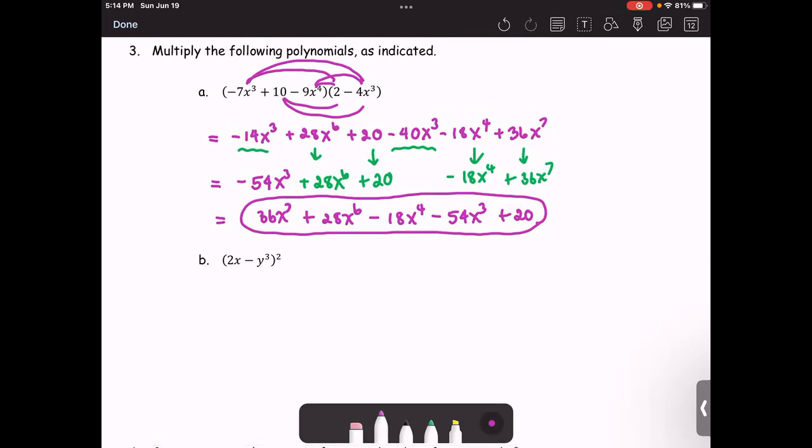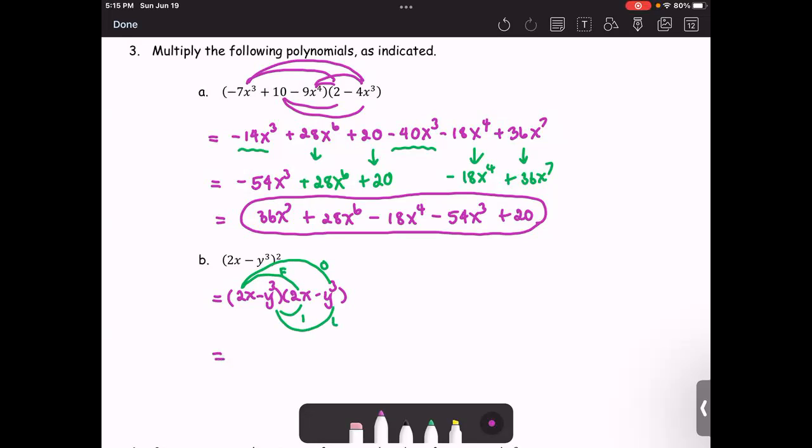For the second example, we are going to do the perfect square of the quantity 2x minus y to the 3rd power. Recall the power 2 means the quantity multiplies itself twice. So the quantity 2x minus y to the 3rd is multiplied by 2x minus y to the 3rd. And then we use the distributive property or the FOIL technique: first times first, outer times outer, inner times inner, last times last.